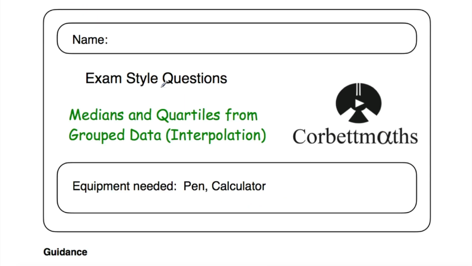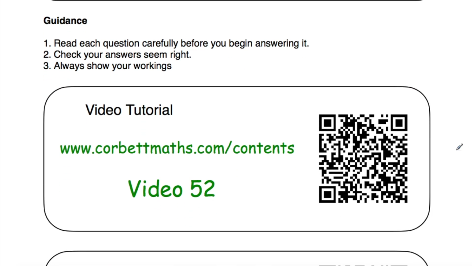So in this video, we've looked at how to find estimates of the median and quartiles from group data. This technique can be quite useful if you're doing questions perhaps based on histograms. I hope you found this video useful. If you need extra help on this topic, go to video number 52, where there's a useful video tutorial.